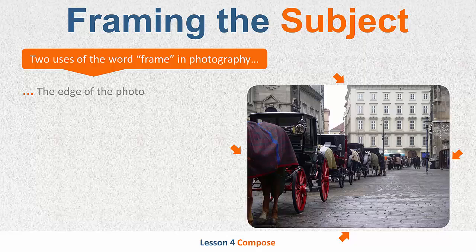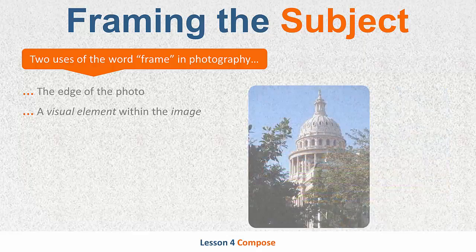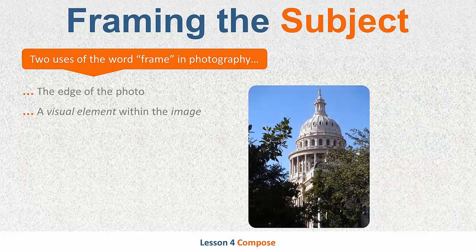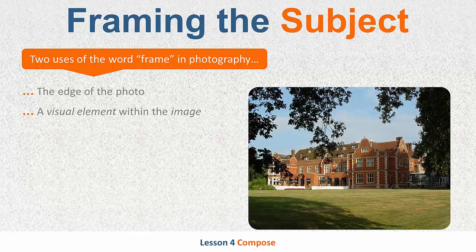The second use of frame refers to using visual elements within the image to frame the subject. In this photo of a sunset, the subject, the tree line at the bottom and the leaves and limbs provide a visual frame. Another example, and one final example, in which the shadows in the lower left also act as a visual frame.